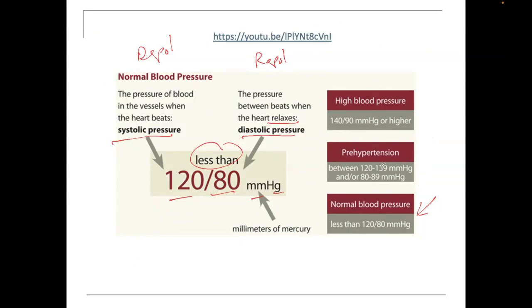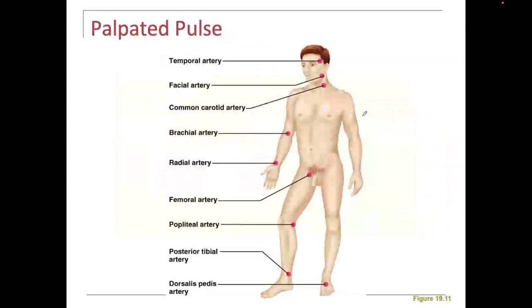If it's between 120 to 139 over 80 to 89, that's pre-hypertension, and high blood pressure is over 140 over 90. When we take pulses, there are so many different places we can take them. We're pretty familiar with the common carotid artery. When you see runners or joggers, they place their fingers by the sternocleidomastoid muscle. They're feeling the common carotid. Some people put their hand over the radial pulse to feel the radial artery. When we take blood pressure, the stethoscope goes over the brachial artery.